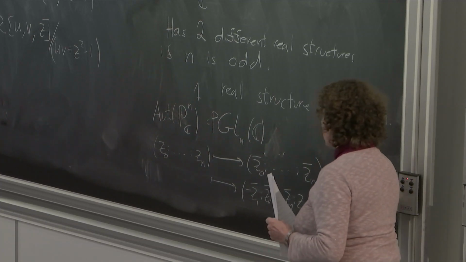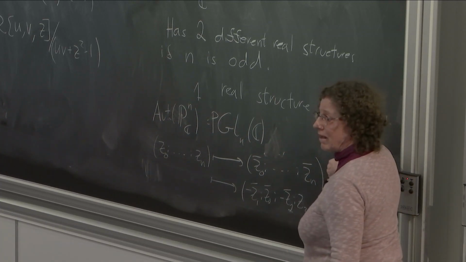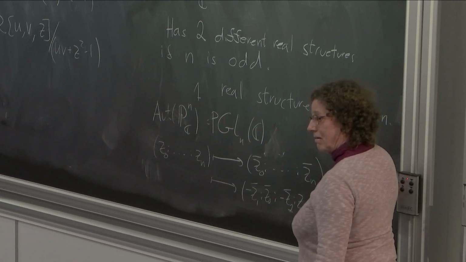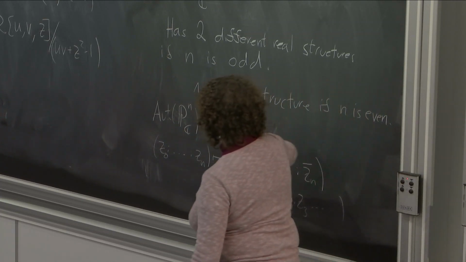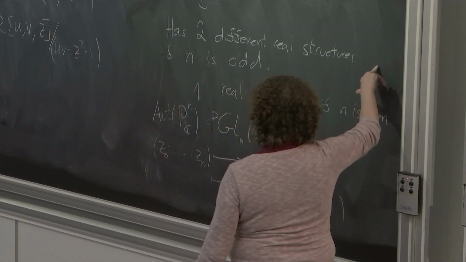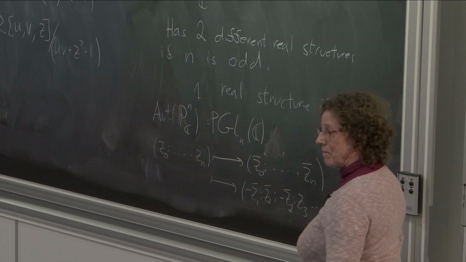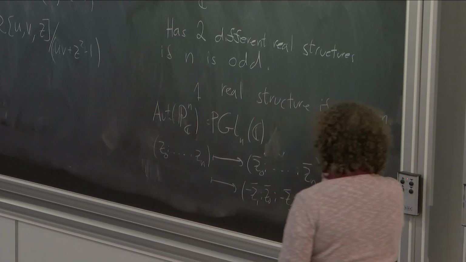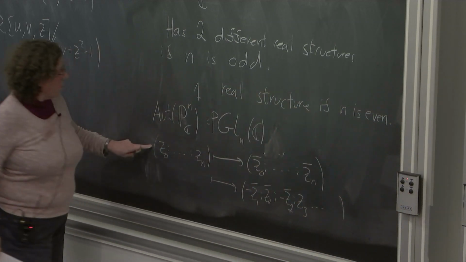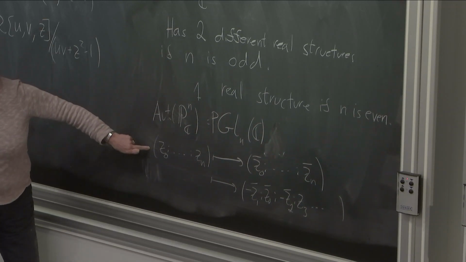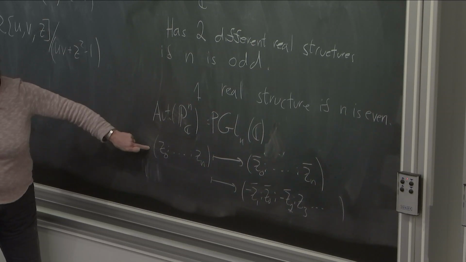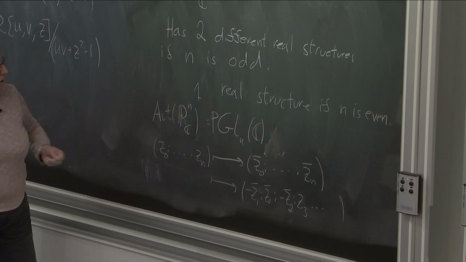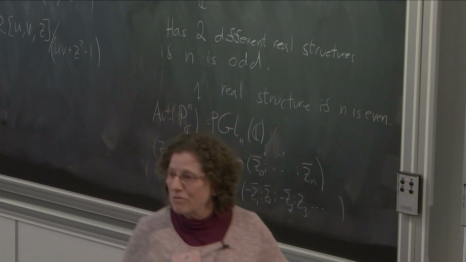It's easy to see these two are different because here the fixed point set is P^n(R), and here the fixed point set is empty. So to see that for n odd there are at least two is easy. But to show that that's all, you have to look a little at these automorphisms. If you have an automorphism with matrix A, it means that A A bar is going to be a homothety, and I have to look at that homothety. I'll leave that as an exercise, and we can discuss it tomorrow or otherwise.